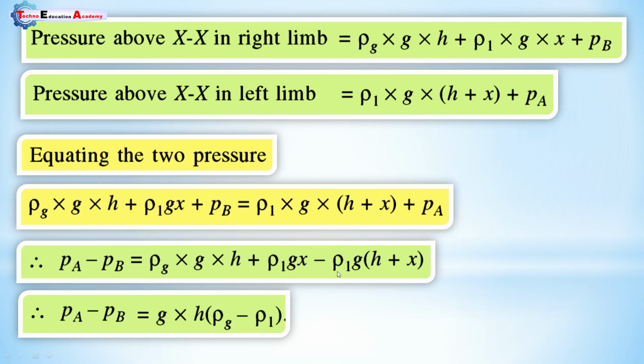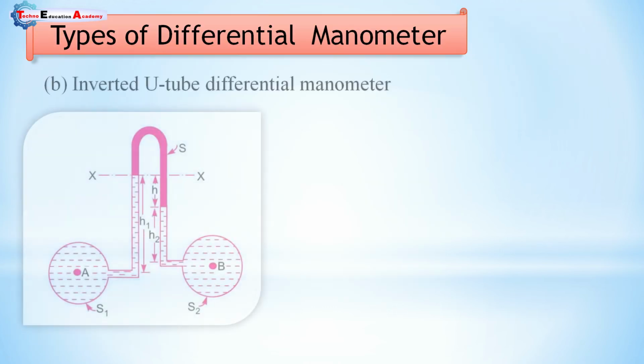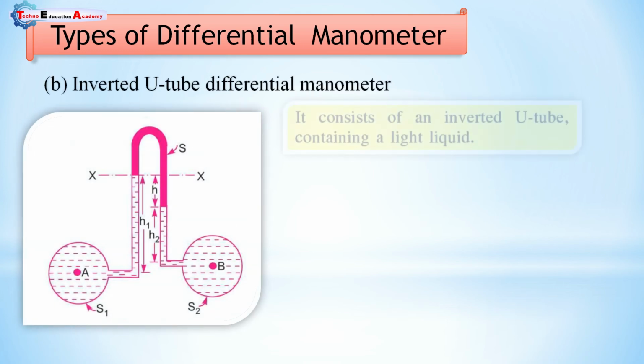The rho 1 Gx and rho 1 Gx terms cancel, because rho 1 G is multiplied with (h plus x), so we are getting minus rho 1 Gx, and it is cancelled out. So the remaining term is Pa minus Pb equal to Gh (rho suffix G minus rho 1). This is the equation of pressure when the two pipes are at the same level, whenever we are measuring the pressure. Now we will discuss the inverted U-tube differential manometer.